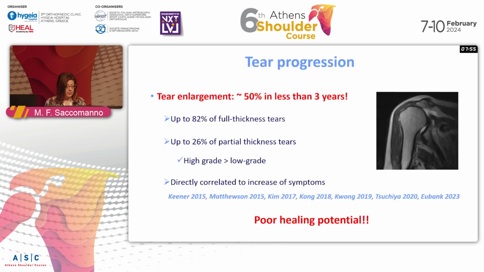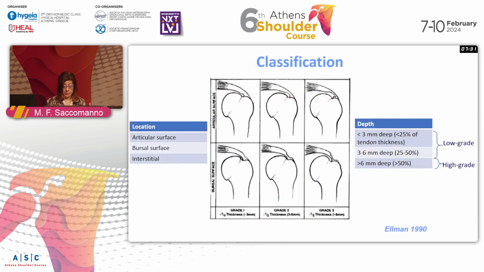We already learned everything about tear progression. What I'd like to remark on in this slide is that tear progression, tear enlargement, is going to happen for sure, but this type of tear can be stable for a few years, so we have time to think about surgery. Remember, they have poor healing potential, so it can be stabilized, but it's pretty uncommon to heal spontaneously.